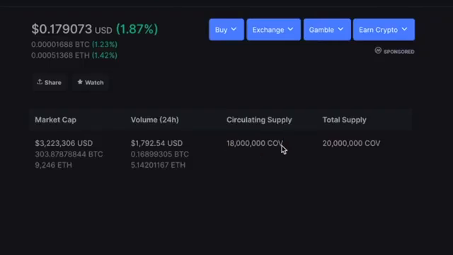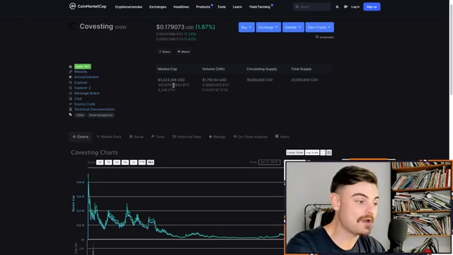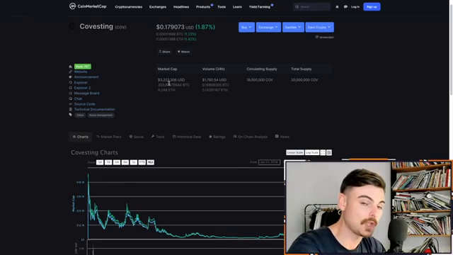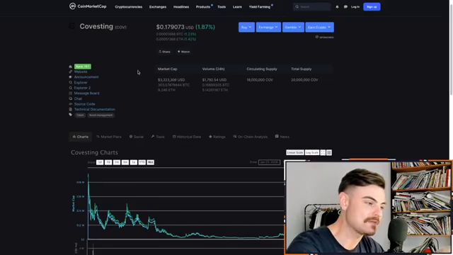And you can see here that 18 million tokens are out in circulating supply at the moment, meaning that a lot of supply is already out there. It can't get diluted that much. Also, I know from the team that about 50% of all the tokens are actually locked up in the utility side of the token by long-term holders and investors.